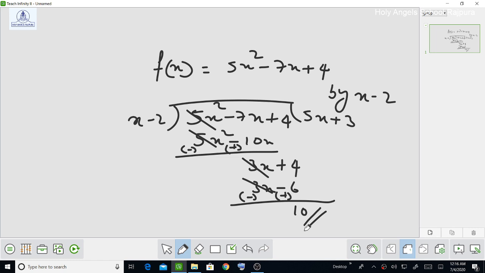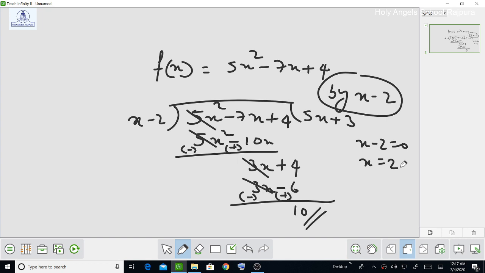Now let us see the method of finding out the remainder by factor theorem or remainder theorem. Now the given expression is f(x) equal to 5x square minus 7x plus 4 divided by x minus 2. So always remember, divided by, the given polynomial is divided by something, x minus 2. So x minus 2 equal to 0, x is equal to 2.